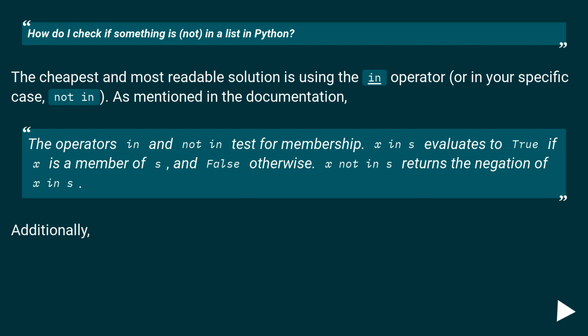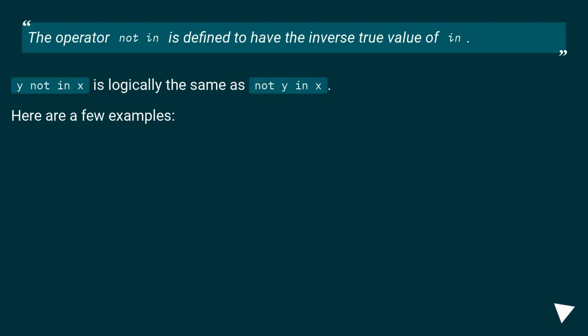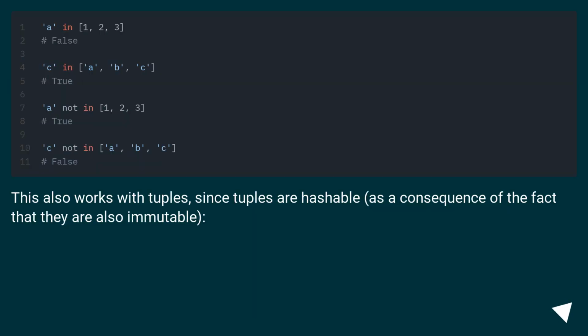Additionally, the operator not in is defined to have the inverse true value of in. Y not in X is logically the same as not Y in X. Here are a few examples. This also works with tuples, since tuples are hashable, as a consequence of the fact that they are also immutable.